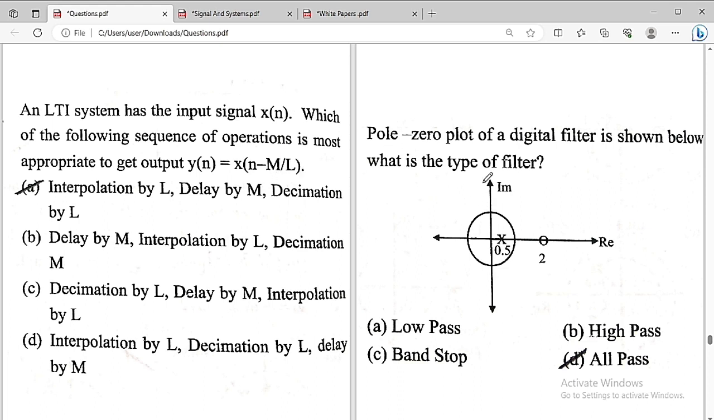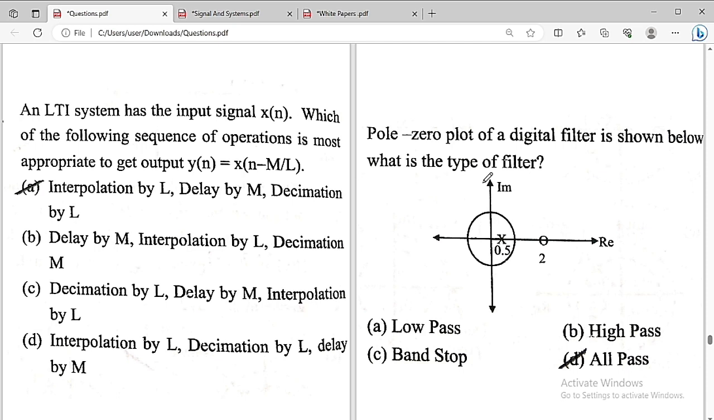So now we are going to solve another question. See the question here. The question says that the pole-zero plot of a digital filter is shown in the below figure. So what is the type of the filter?